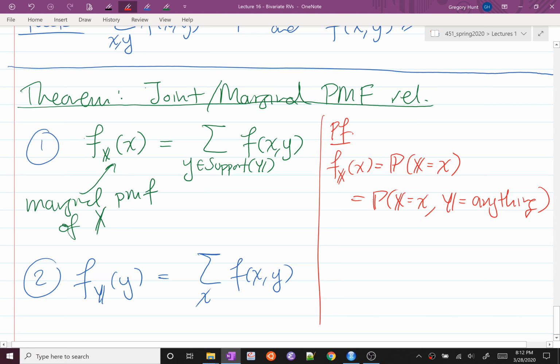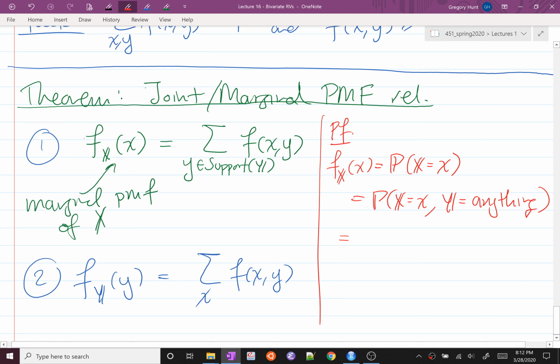It doesn't change anything. It's not going to change the probability, say, if I fix a particular value for y, then my probability might change. But if I just say x is equal to x and y is anything, it's not going to affect my value of x. And so it's kind of equivalent.